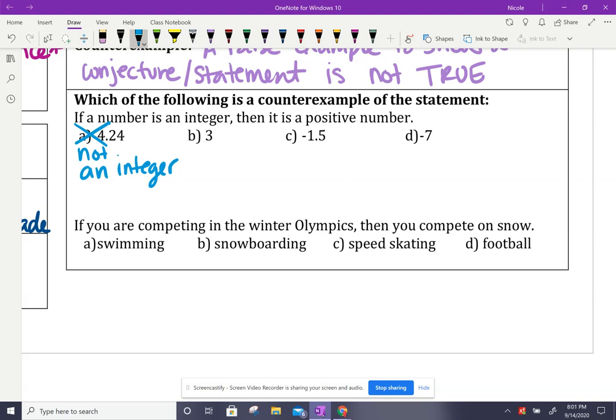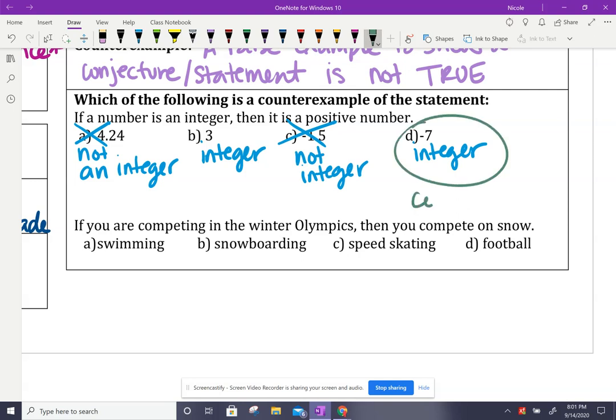Now, looking at B, the number 3 is an integer, yes. Looking at C, negative 1.5 is not an integer. So that would also not be a valid counterexample. And then D is negative 7. Negative 7 is also an integer. So I have two integers to choose from. I have 3 and negative 7. I want to find a counterexample. My statement says that if a number is an integer, it can only be positive. But the rules of integers are clear. Our counterexample would be negative 7.